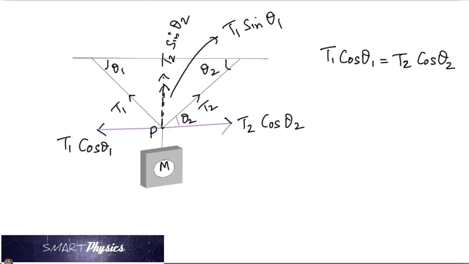That's on the x-axis. And then on the y-axis, what will you say? T1 sine theta 1 plus T2 sine theta 2 is equal to mg. Very good. T1 sine theta 1 plus T2 sine theta 2 is equal to mg.